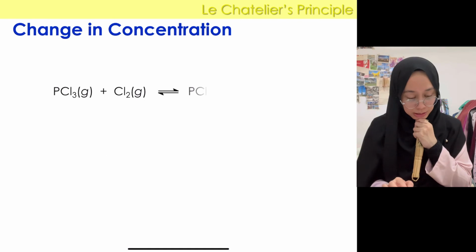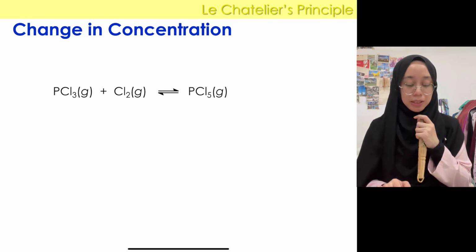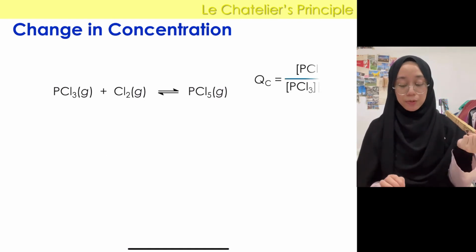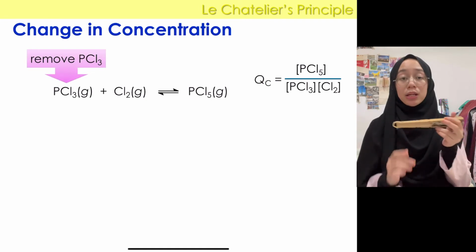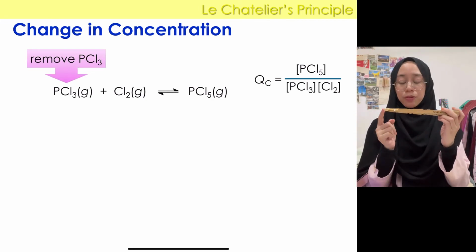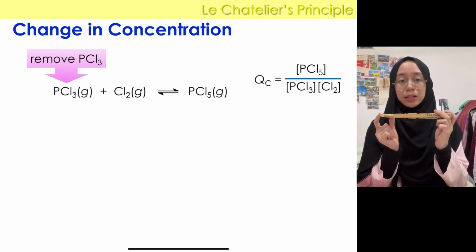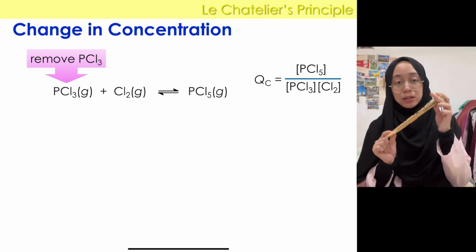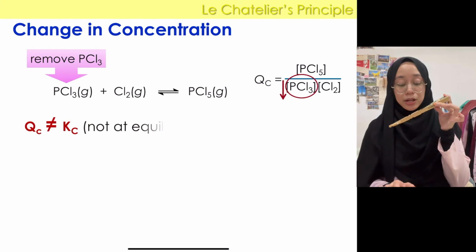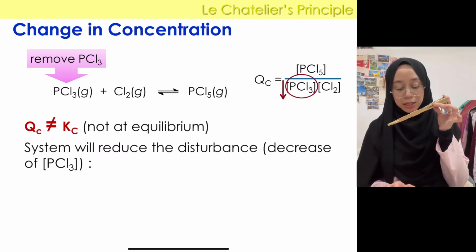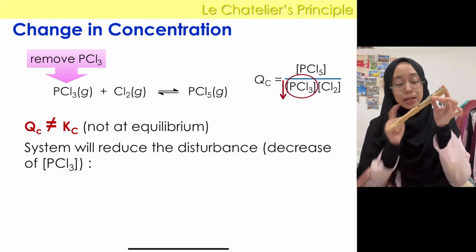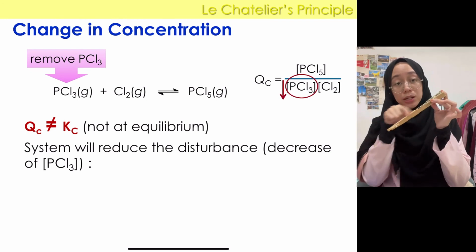Okay, next I think this would be one last example. So PCl3, Cl2, once again we use the same equation here, but now we want to remove PCl3, removing some of our reactant. So removing some of the reactant, again the system now is not in equilibrium anymore. Okay, so Qc does not equal Kc, so what's going to happen here is, as you can see, the system will shift to the left.